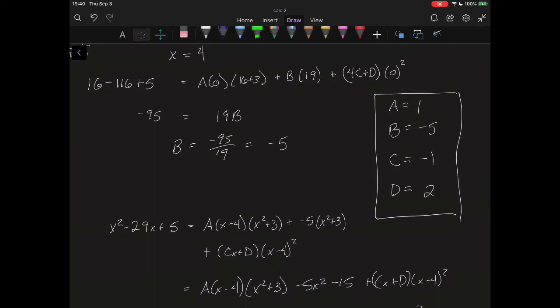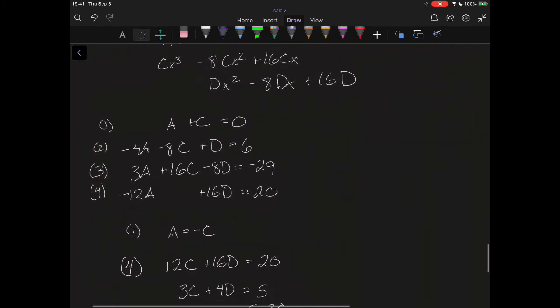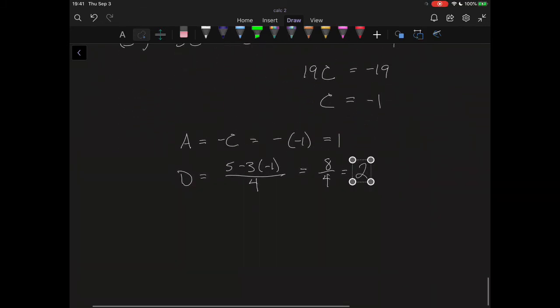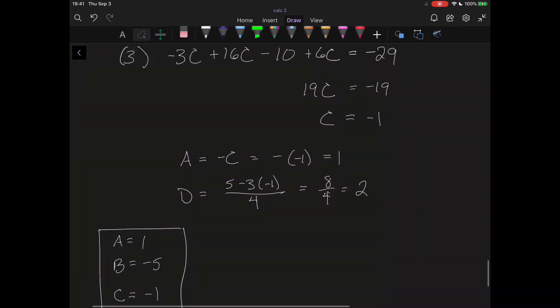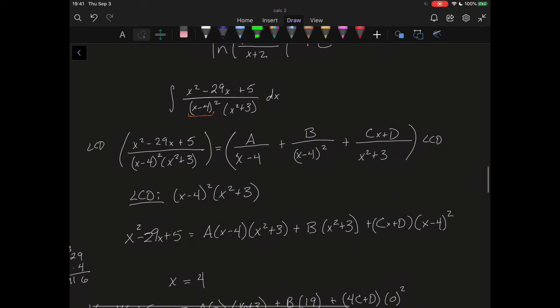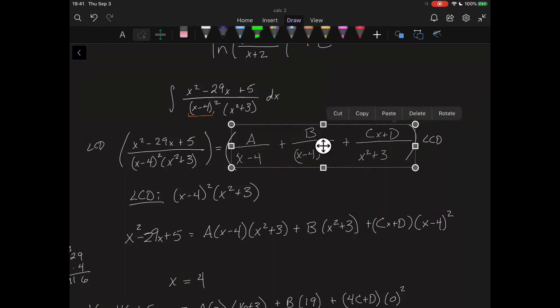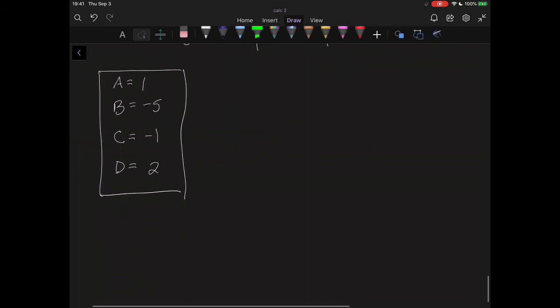So let's go ahead and copy our box here. And we'll move it down here. And let's go ahead and get our original fractions. So we'll get this thing here. And we'll move that down as well.